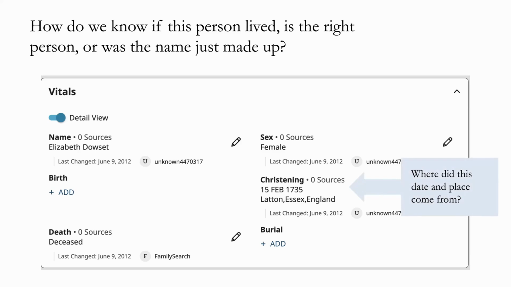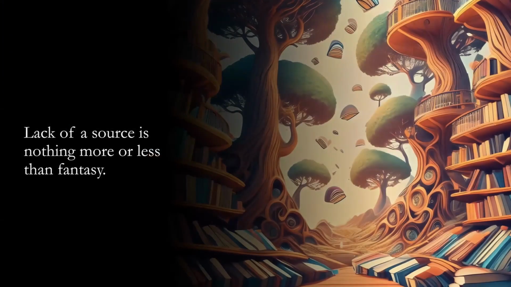So we have a date and a place, but where did it come from? Where did we get this information? Why don't we have a copy or a reference to the parish register that the priest put this information into in England? And that would solve the problem rather quickly. Then there is a one-to-one relationship between the historical record and this person. And if the person's name has been accurately transcribed from the record, then we have a valid record. Now, it may not be the right person. It may be somebody with the same name. There's lots of other things we'll get to as we go along here. But the lack of a source is nothing more or less than fantasy.